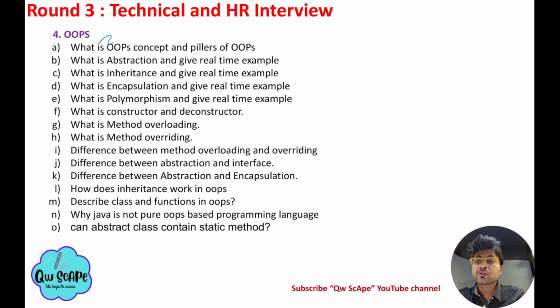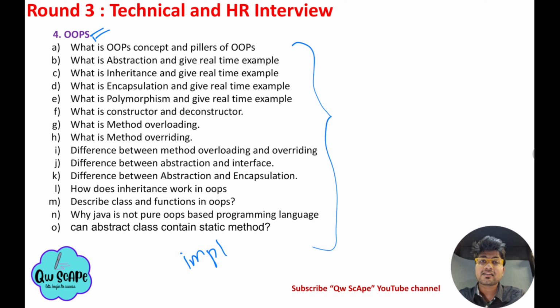The fourth topic is OOPs, which is very important. They will definitely ask you about object oriented programming. All the possible questions asked in Cognizant for object oriented programming are here. You should also know the implementation of all the pillars like abstraction, inheritance, polymorphism, method overloading, and method overriding. They can ask for the implementation too, so before going to the interview, make sure you have done the implementation of all the pillars.